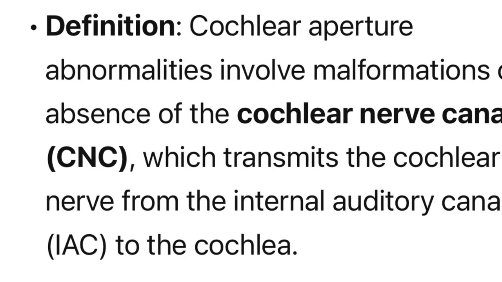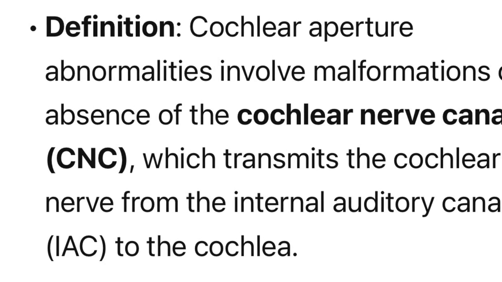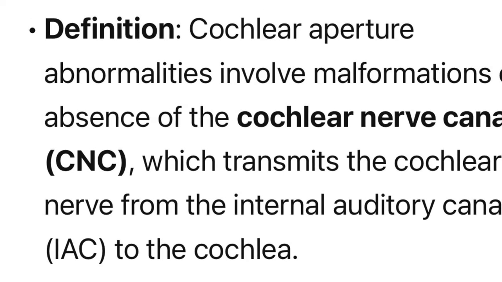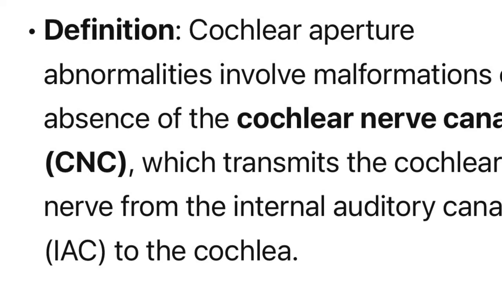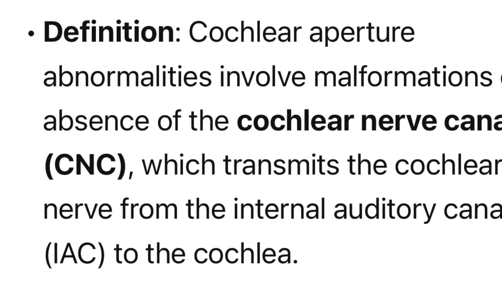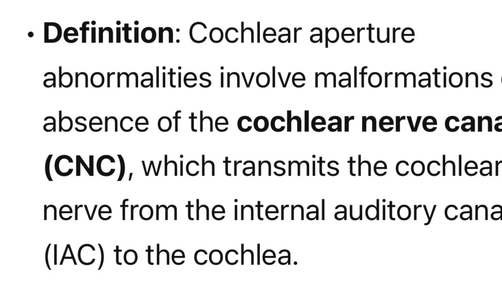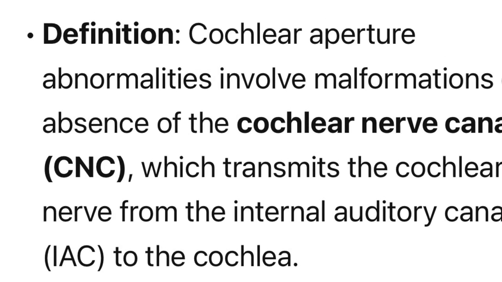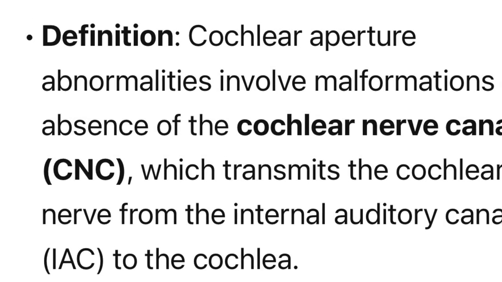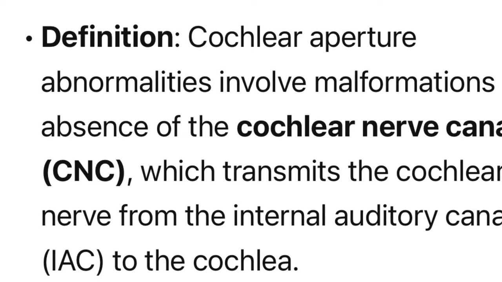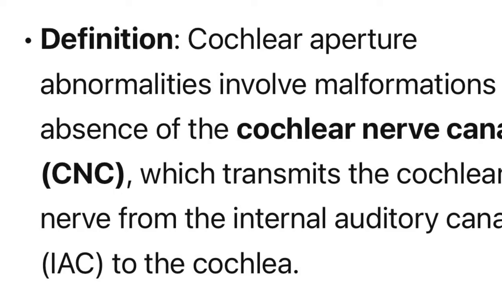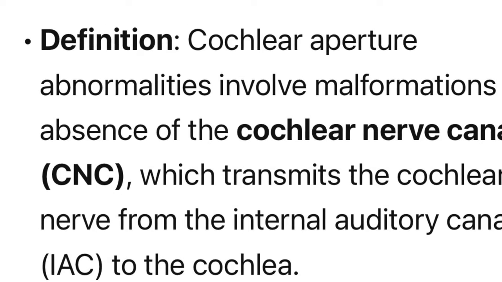Cochlear aperture abnormalities. What is the cochlear aperture, or cochlear fossette, or cochlear nerve canal? Cochlear aperture abnormalities involve malformation or absence of the cochlear nerve canal, which transmits the cochlear nerve from the internal auditory canal to the cochlea. So it is a very short segment between the IAC and the cochlea. This aperture, where the cochlear nerve transits from the internal auditory canal to the cochlea, is called the cochlear aperture, cochlear fossette, or cochlear nerve canal.